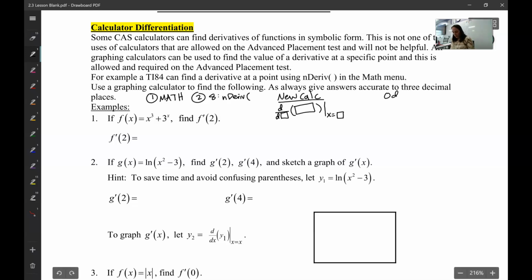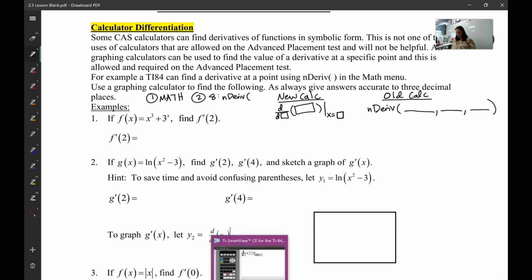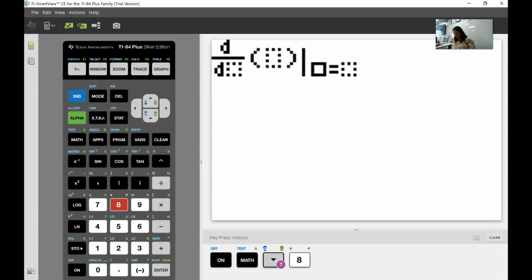Your old calculators will look like this. Just like that. And in these ones, what you'll do is you'll type something in, comma, something in, comma, something in. Right there. And you should have your comma right there on your calculator.